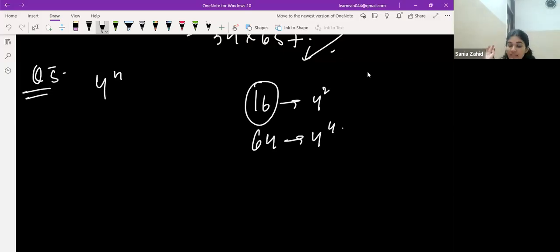Now n can be any integer. Then what are they asking you? n is a natural number, okay? Check whether there is any value of n for which 4 to the power n ends with the digit 0. So what do we have to do? We have to check whether 4 to the power n, like 4 to the power 5, 6, 7, 10, 11, 20, any power can end with the digit 0 or not. Do you understand the question? What do you think about the answer? Can it end with 0 or not?